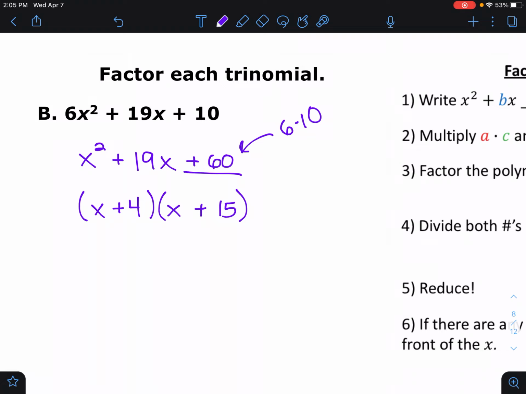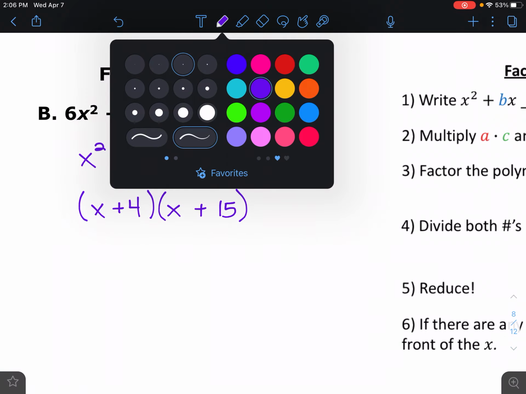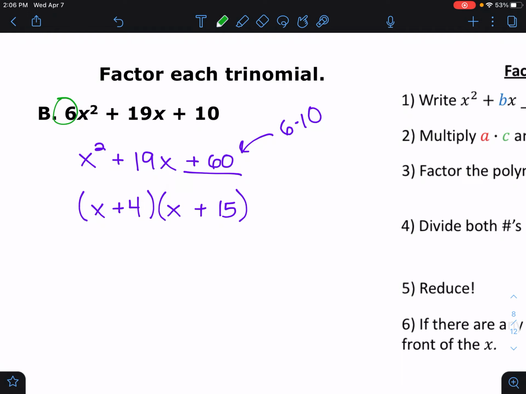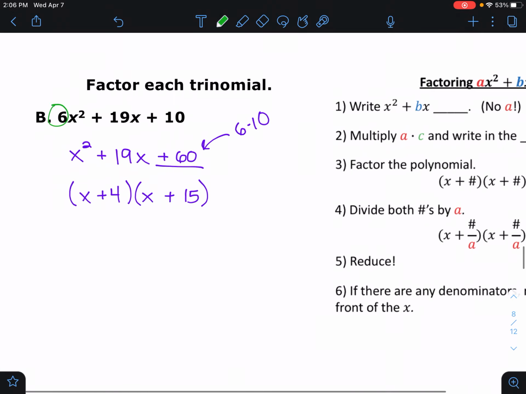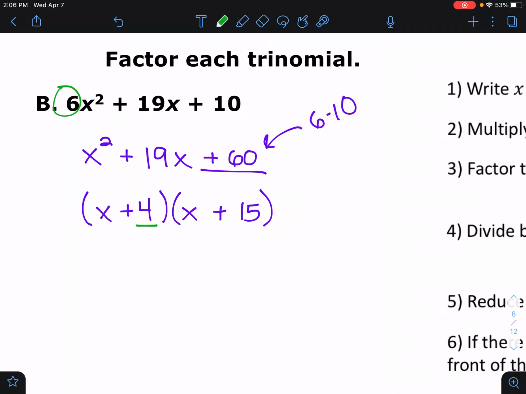Okay, now I need this. I'm not done, right? I need to keep going. So now I'm going to take my leading coefficient. It is going to go underneath both of these right here, okay? So that is, you can see, step 4, divide both numbers by a. So that's what I'm gonna do. So I'm gonna go divided by 6, divided by 6.